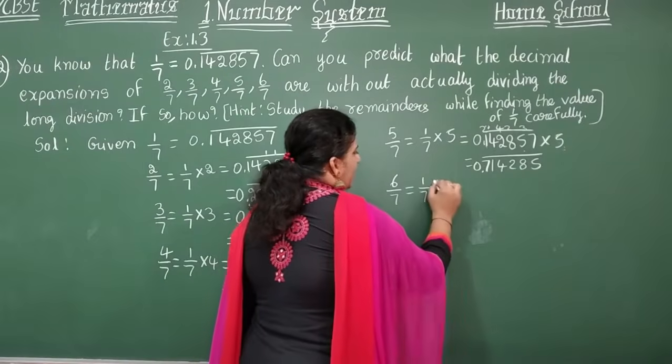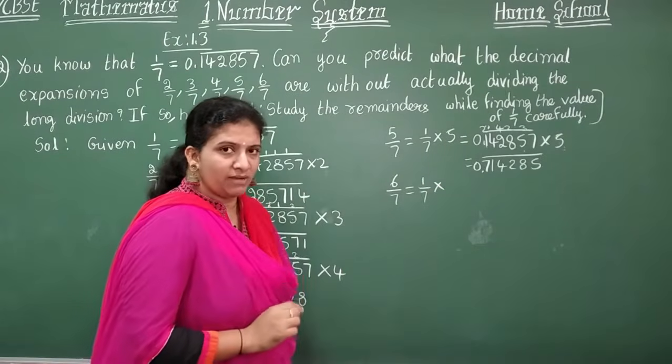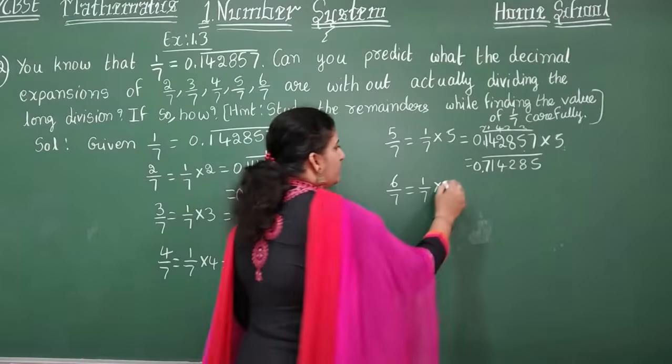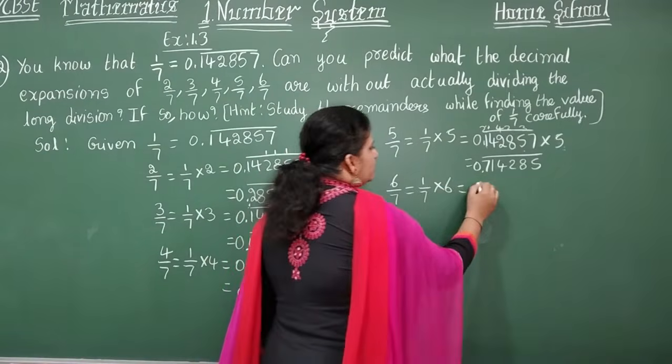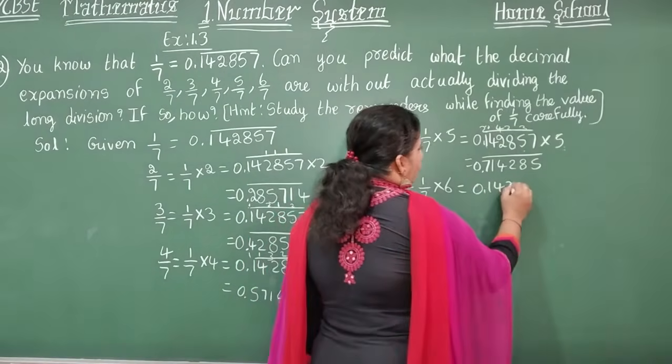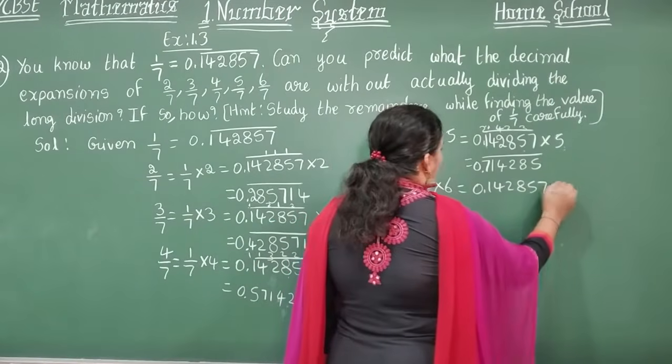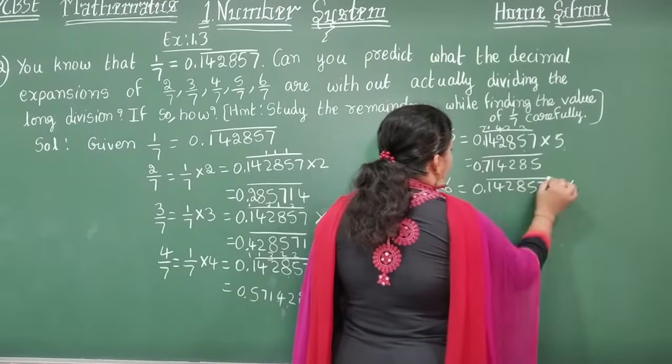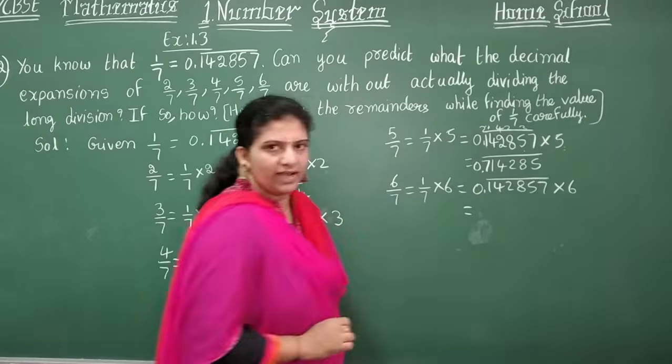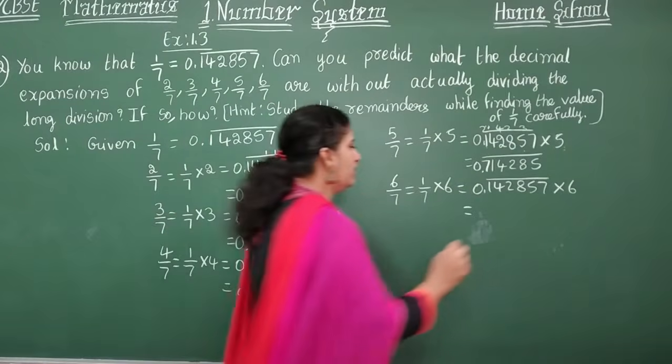So now finally 6 by 7. 1 by 7. How do you get 6 by 7, children? 1 by 7 into 6. That will be 0.142857 into 6. Okay. So now let's start multiplying here.